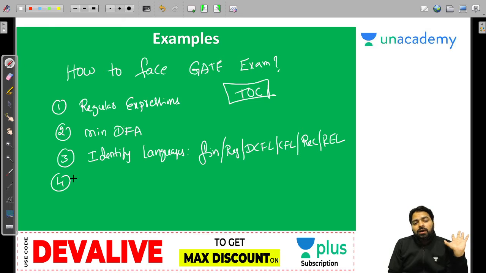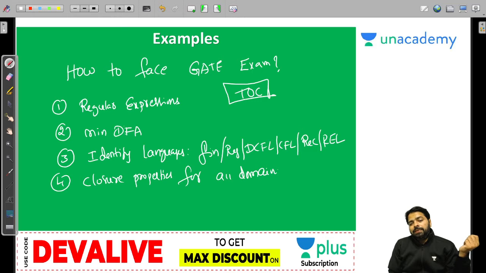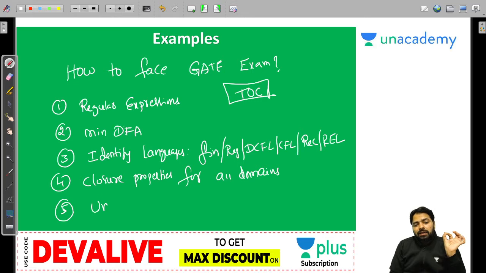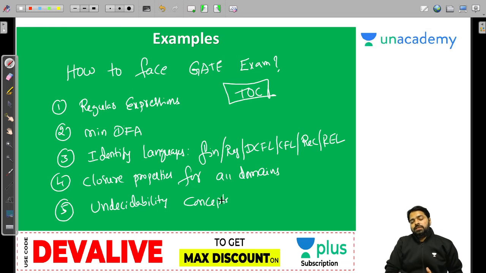And fourth one, look at closure properties. You can make a shortcut for all of them. Closure properties for all domains that I have explained in the class, guys. Two points you remember: the subset and infinite operations like infinite union and intersection. They are not closed for most of the domains that we have studied. And fifth one, study undecidability clearly, because it's going to decide 1 or 2 marks minimum. Undecidability concepts only will help you to answer the questions.